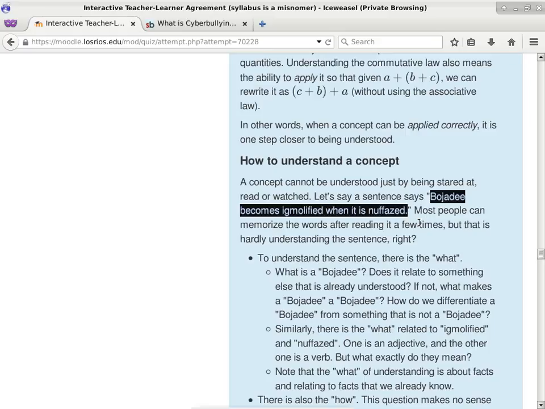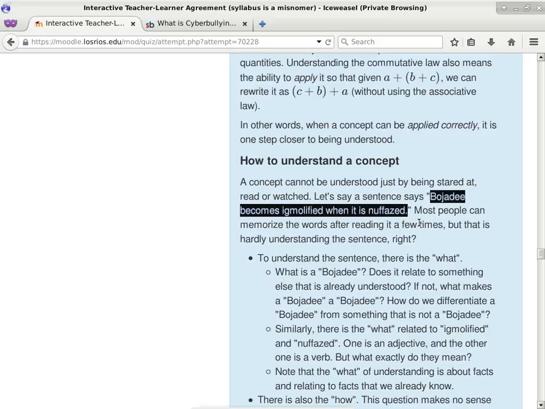because you can ask, what does a Boja D become when it is nut-faced? And the answer is, it is immodified. Is that understanding? No. It is understanding of the mechanics of the language, the sentence structure, but it is not understanding of what the sentence is really trying to convey or to explain. Is that making any sense?